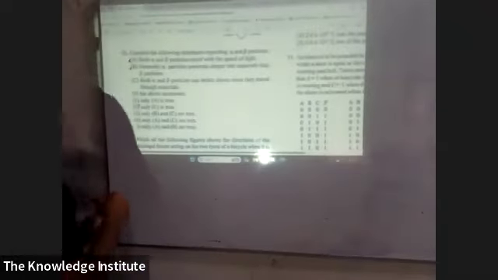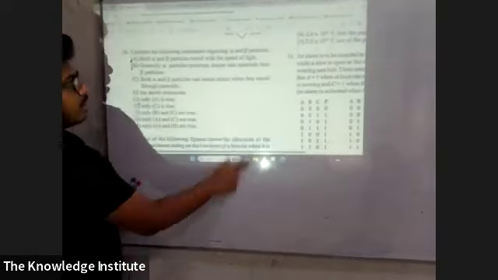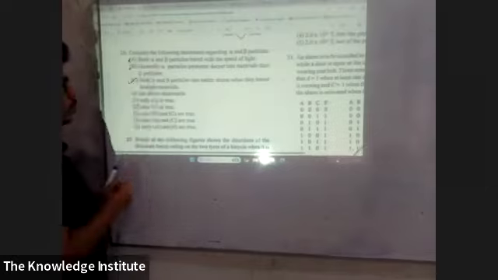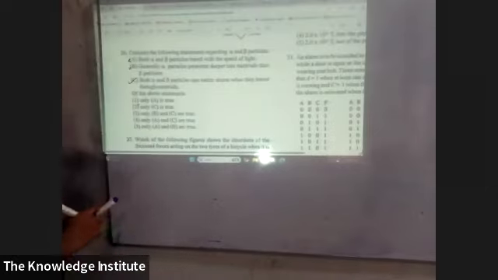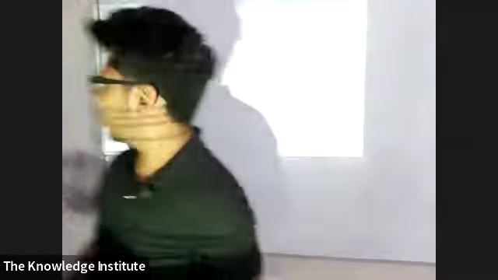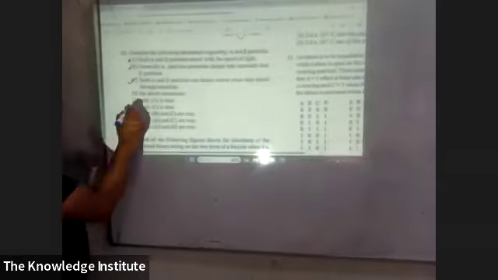Okay. Both alpha and beta particles can ionize atoms when they travel through materials. That is true. Yes, only C is true.